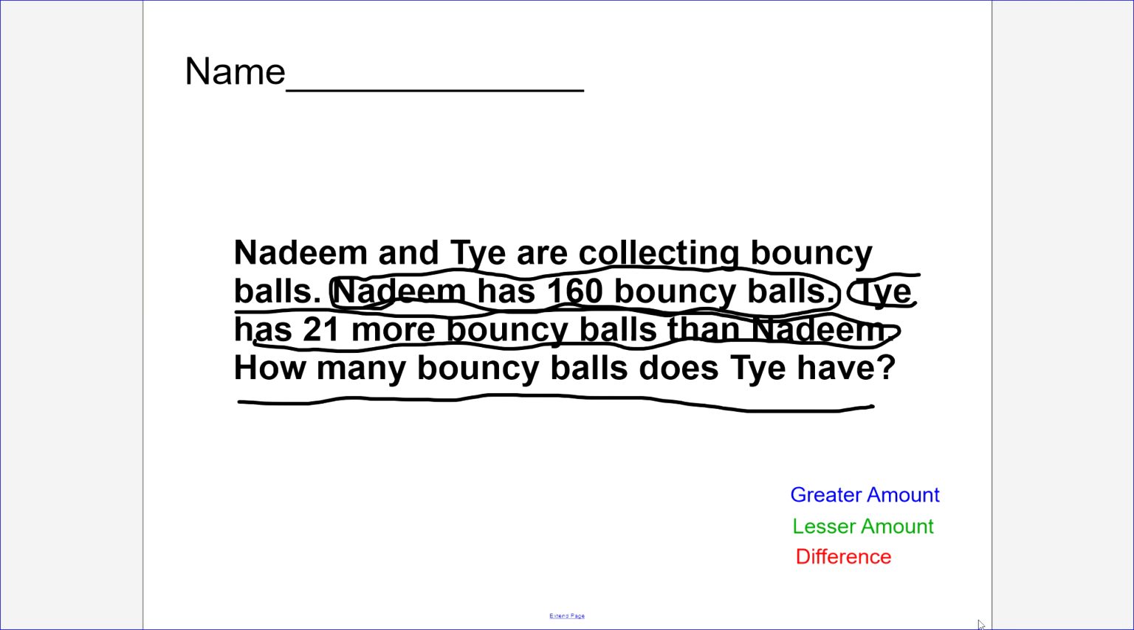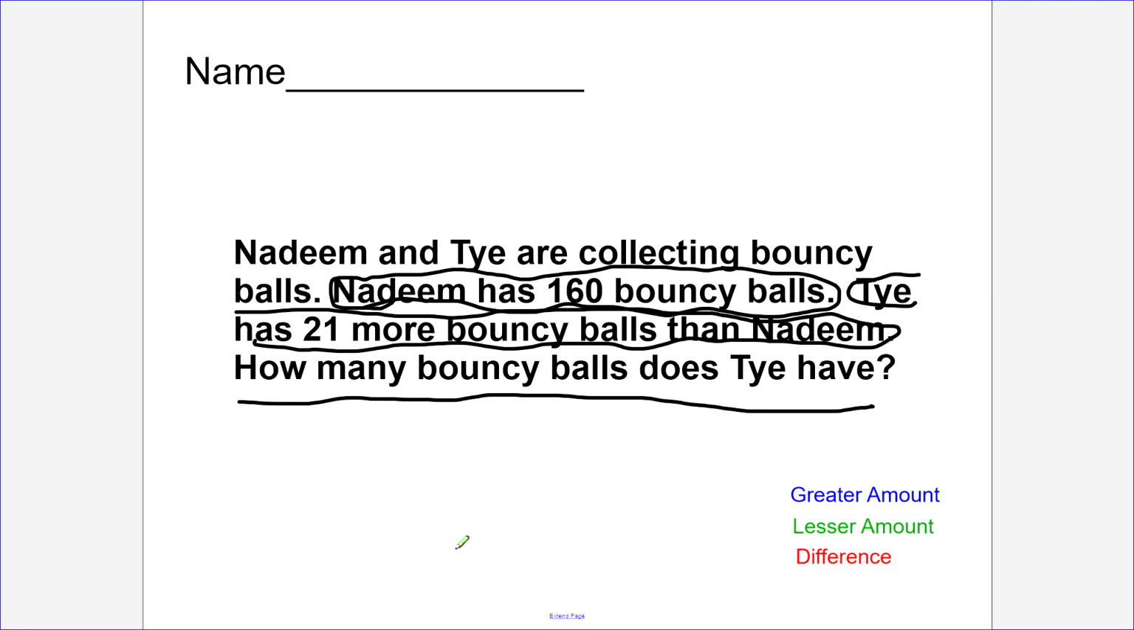I'm going to read the problem again, and you're going to listen very carefully for the difference words that show we're comparing two numbers. Here we go. Nadim and Ty are collecting bouncy balls. Nadim has 160 bouncy balls. Ty has 21 more bouncy balls than Nadim. How many bouncy balls does Ty have?